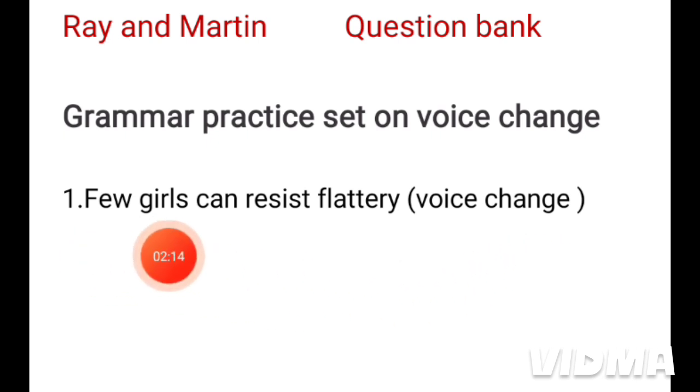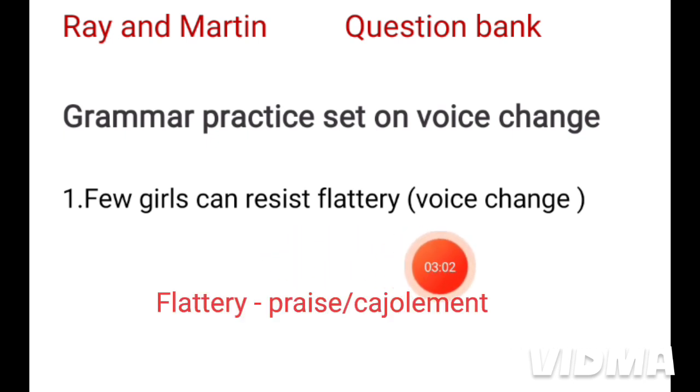Now see, few girls. Actually, this has been taken from the prose The Eyes Have It in class 12. When the author of this prose told that the girl passenger had a beautiful or pretty face, then he remarked this. Now, look, few girls is the subject here. Can is a modal verb. Resist is the main verb. The meaning of resist is to stop or to defend. Flattery means praise or cajolement.